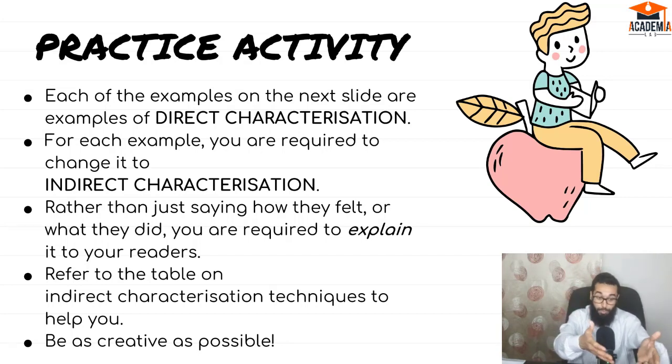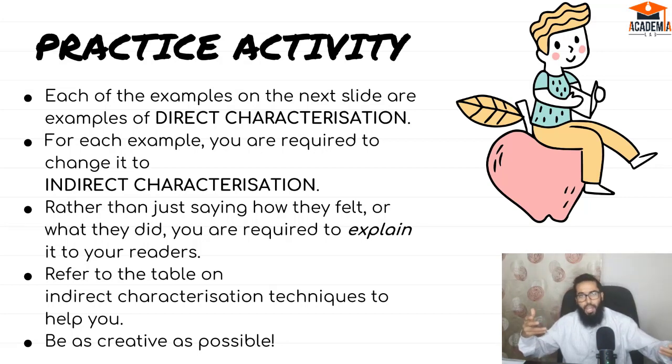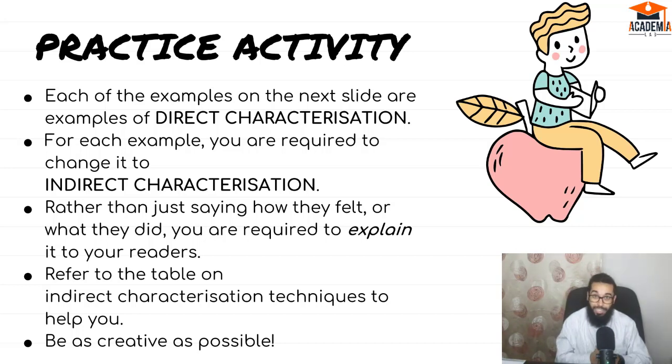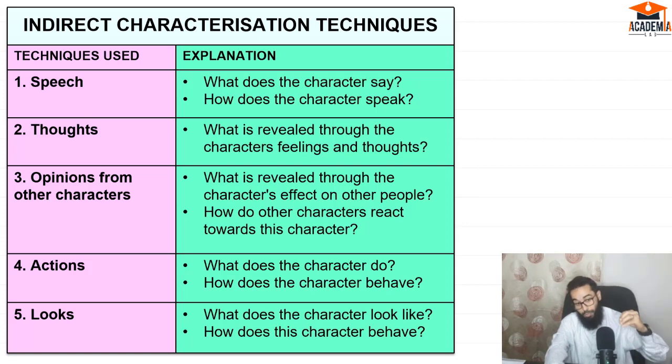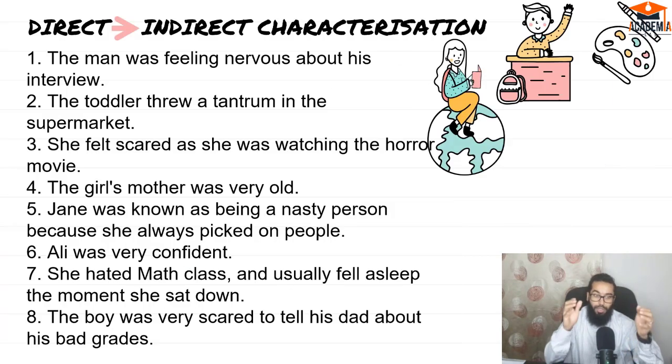Refer to the table on indirect characterization techniques to help you. Be as creative as possible. I want you to think outside the box and use those 5 techniques. Use all of them, because you've got the table there and you can check them out: speech, thoughts, opinions from other characters, actions, and looks. Try to use these techniques to answer this practice activity. So you've got 8 sentences. I want you to change them from direct to indirect characterization.